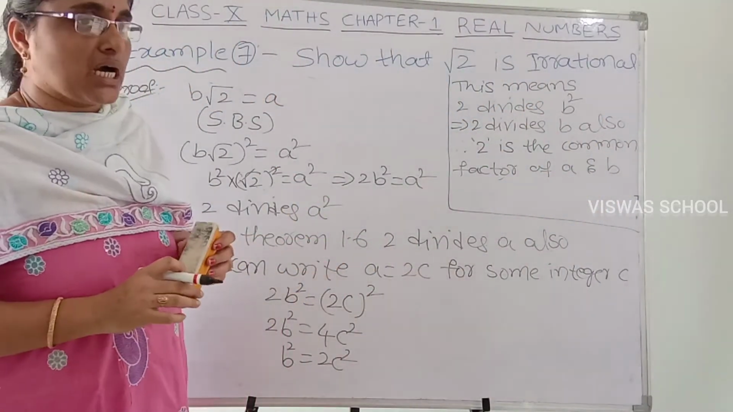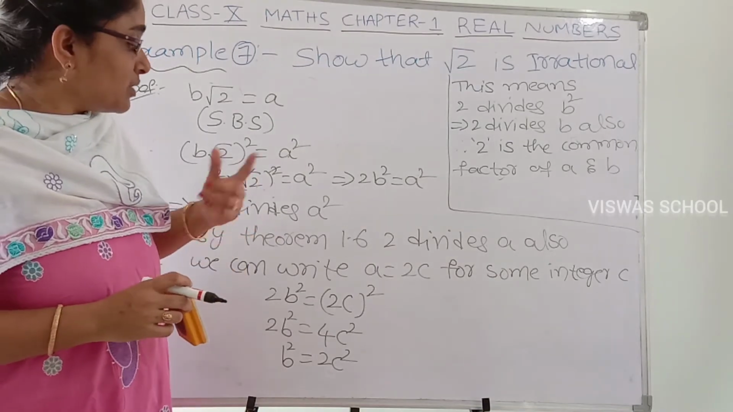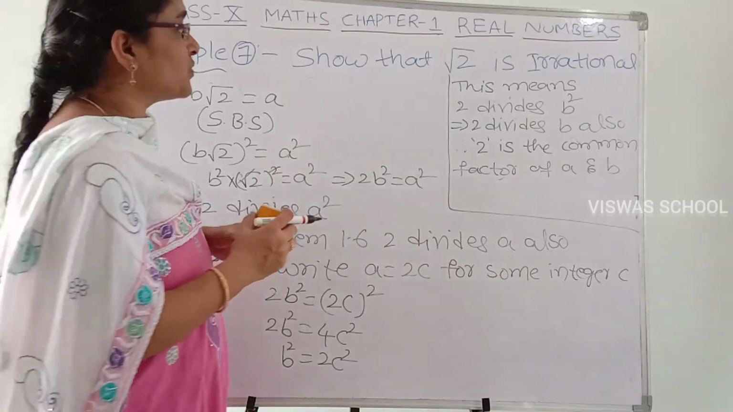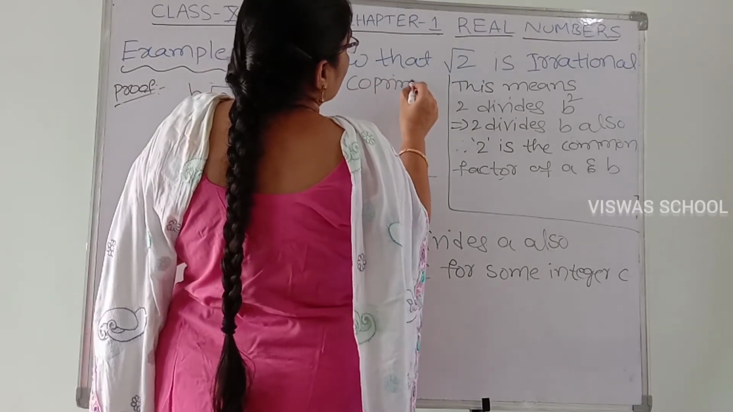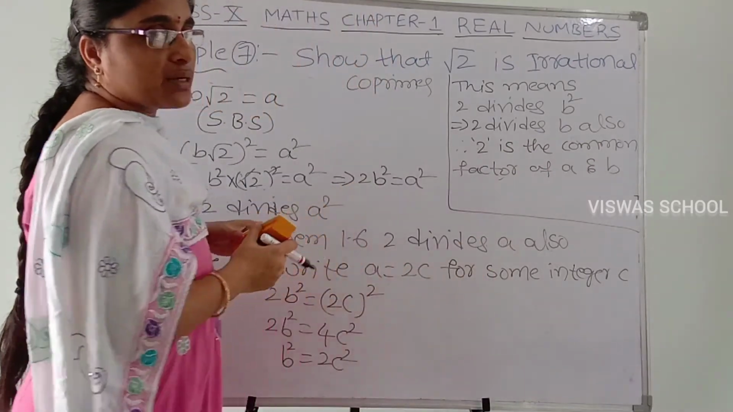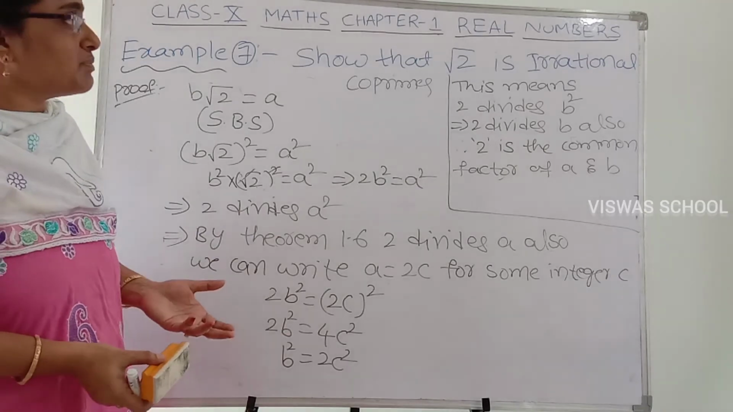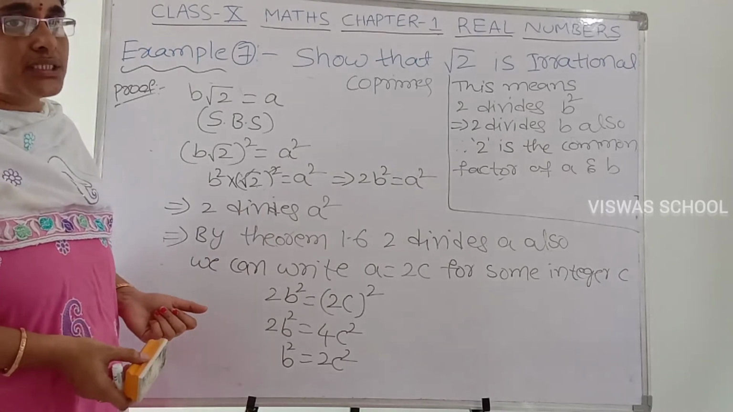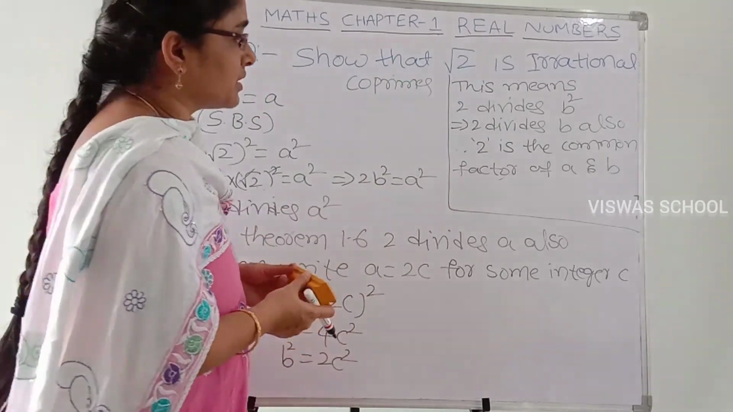If 2 is a common factor, this contradicts that A and B are co-primes. Before, we assumed A and B are co-primes. But here 2 is a common factor of A and B. This contradicts our assumption. What is our assumption here? Root 2 is rational. Therefore, root 2 is an irrational number here.